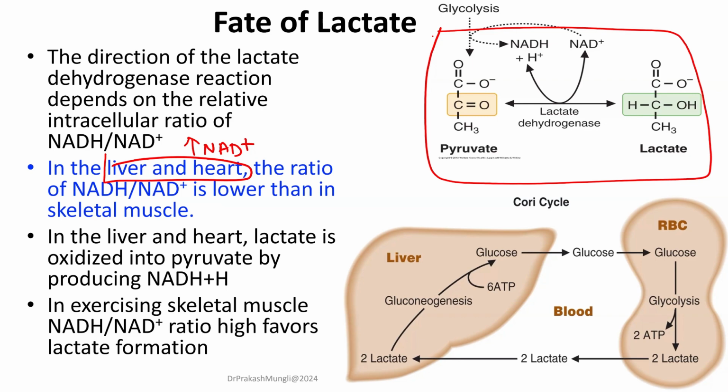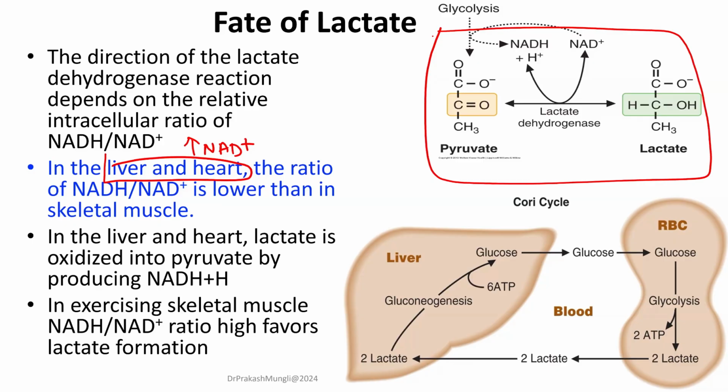So in the liver and heart, what is high? NAD is high. And they are getting lactate from other tissues. So that means now in the liver and heart, you have more lactate and more NAD plus. That means they will be able to convert lactate back into pyruvate. That's what they do. In the liver and heart, lactate is oxidized into pyruvate by producing NADH plus H plus. And that NADH will give additional ATPs for them, especially for the heart.